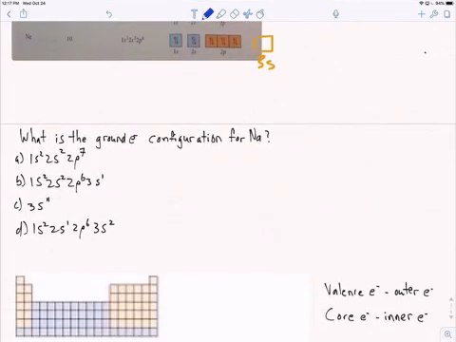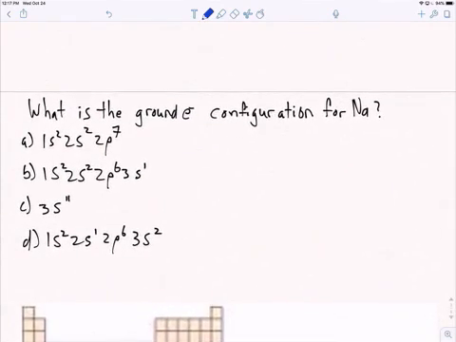Okay. So let's see if you're following. What is the ground electron configuration for sodium? And sodium has 11 electrons. Which one do you think is the ground electron configuration for sodium?